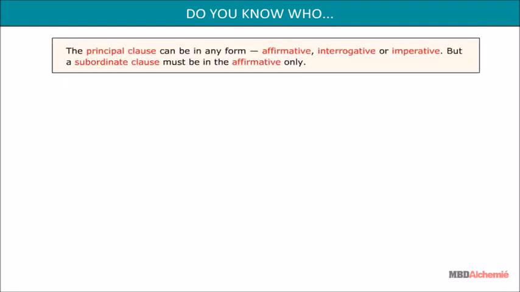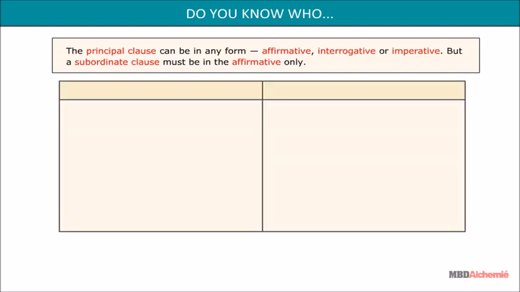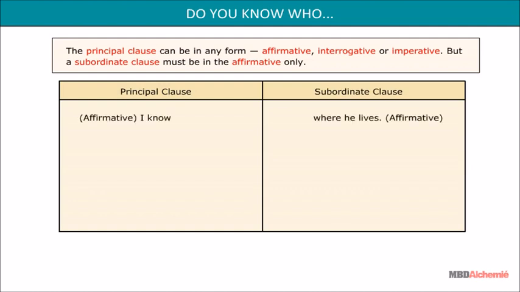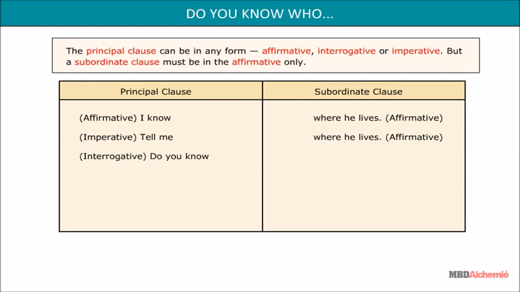The principal clause can be in any form, affirmative, interrogative, or imperative. But a subordinate clause must be in the affirmative only. Principal clause, subordinate clause. Affirmative. I know where he lives. Affirmative. Imperative. Tell me where he lives. Affirmative. Interrogative. Do you know where he lives?